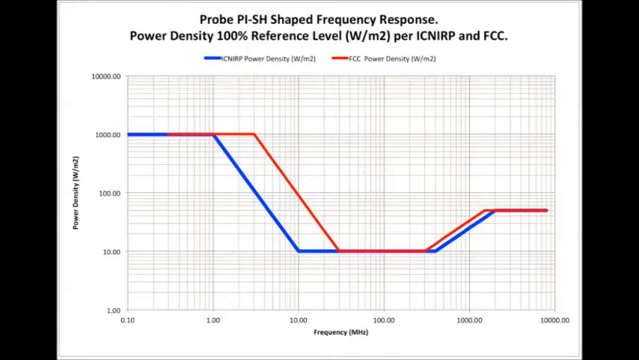On this screen we can see two plots, blue and red. Blue corresponds to ICNIRP, red corresponds to FCC. Around 100 MHz, the reference standard levels for both standards are the same and equal to 10 watts per meter squared, or 1 milliwatt per centimeter squared. At low frequencies, the reference level rises by a factor of 100, representing poorer coupling of RF radiation with human bodies. At high frequencies, the standard reference level again goes up, and above 2 GHz it becomes flat.